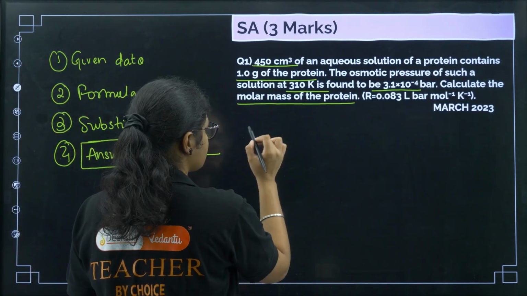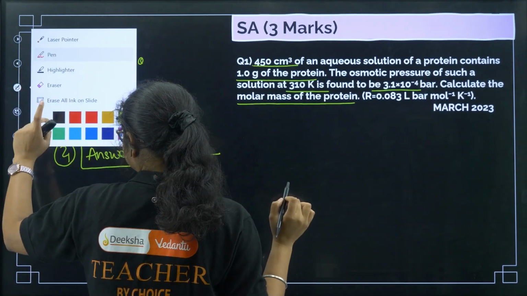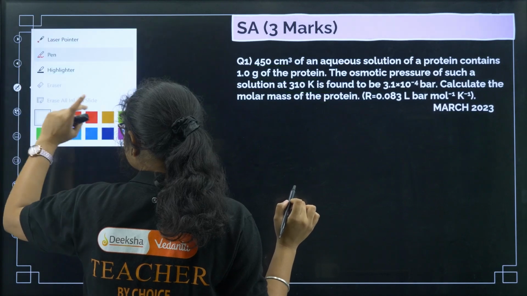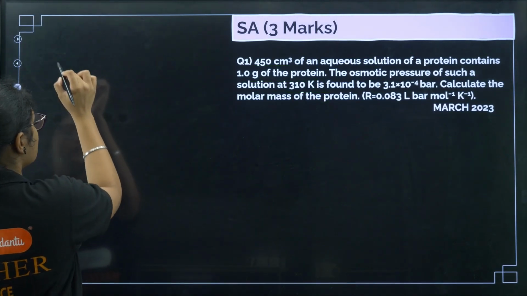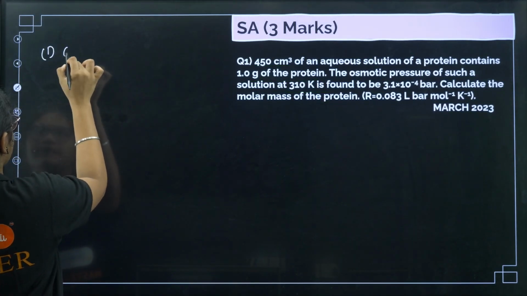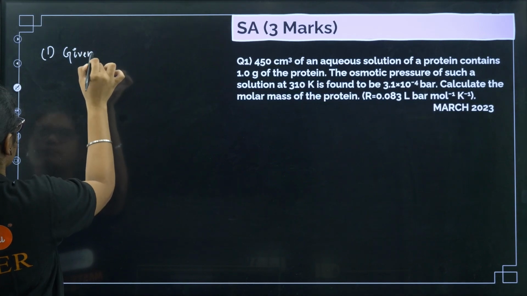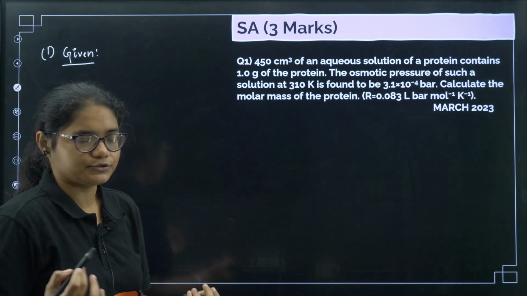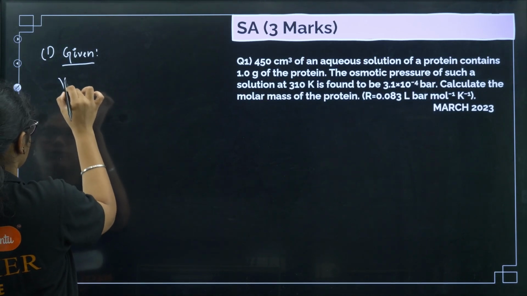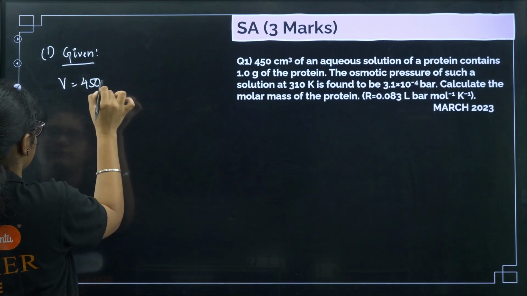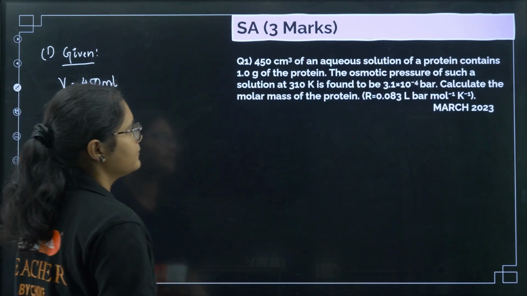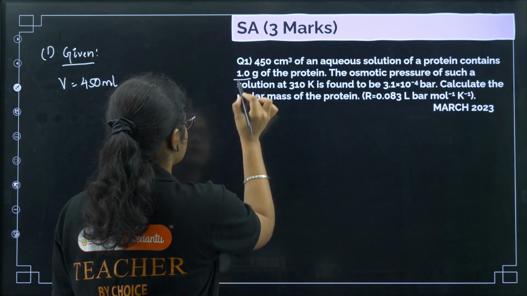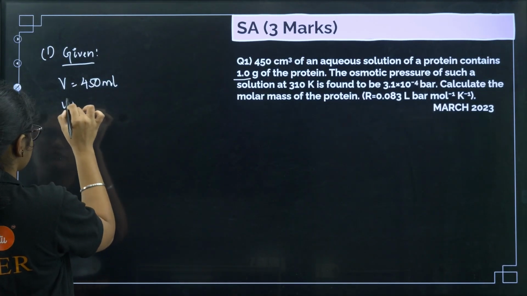Okay, now let us write down. What is our step number 1? We'll write the given data. Okay, so I'll start the question from here. Given data: 450 centimeter cube of an aqueous solution. That is volume, right? So volume given is 450 centimeter cube. I can write 450 ml. Of a protein contains 1 gram of the protein. So that is the mass of the solute.